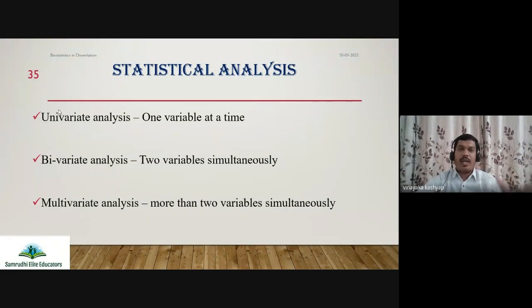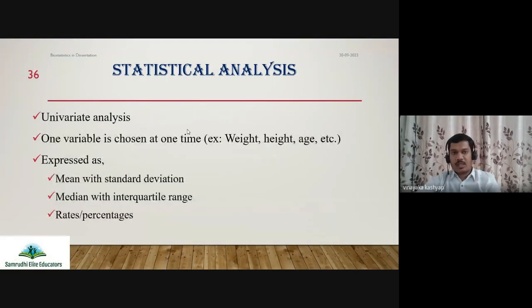Now comes the statistical analysis. What is univariate analysis, bivariate analysis, multivariate analysis? Univariate analysis is the most common thing. We will go one by one. Univariate analysis means you are taking one variable at one particular time, that is weight. First you put a table: less than 50 kg, 50 to 60 kg, more than 100 kg. Height: less than 100 centimeters, more than 100 centimeters. Or age, as I told you. One particular parameter you choose at one particular time is called univariate analysis.